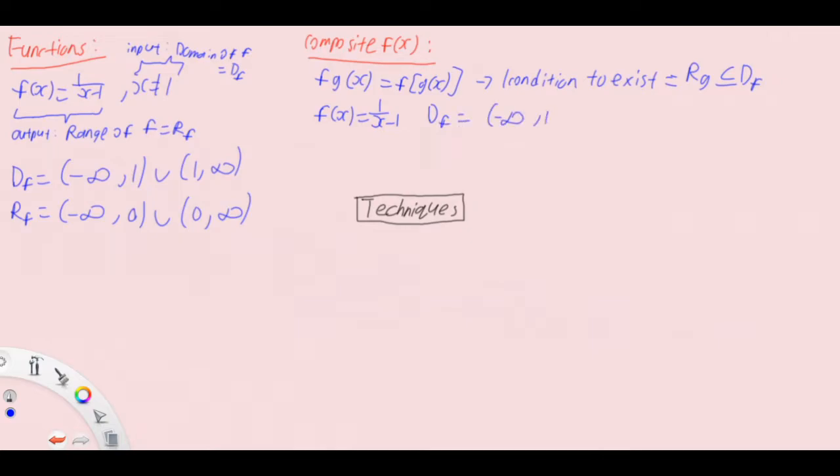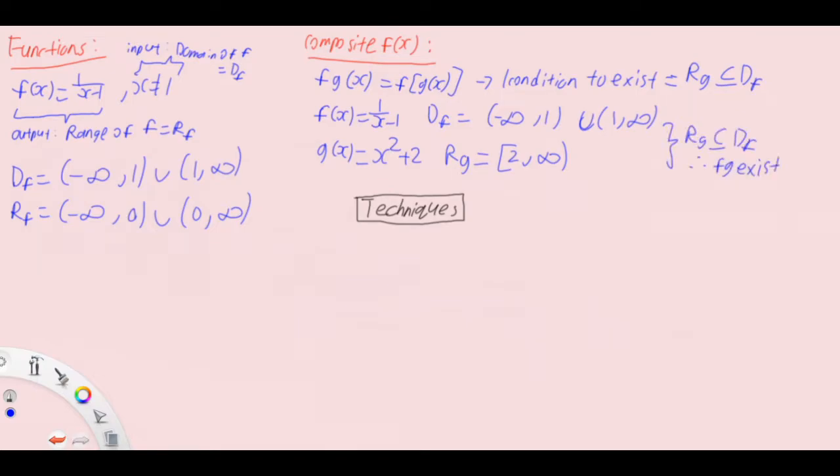Therefore, if we have f(x) = 1/(x-1), we know that the domain is minus infinity to 1 and 1 to infinity. And if, let's say, we have g(x) = x squared plus 2, we know the range of g is 2 to infinity, and you notice that the range of g is a subset of Df. Therefore, fg exists. Because of that, we simply substitute x with x squared plus 2 in f(x). We therefore have 1/(x squared plus 1), where now the domain of fg is the domain of g.